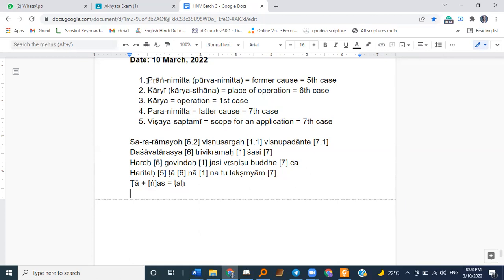So whenever you see a sutra, please try to analyze accordingly: Purvanimitta, Karyi, Karya, Paranimitta, Vishaya Saptami.